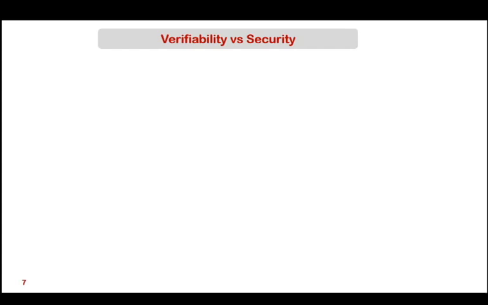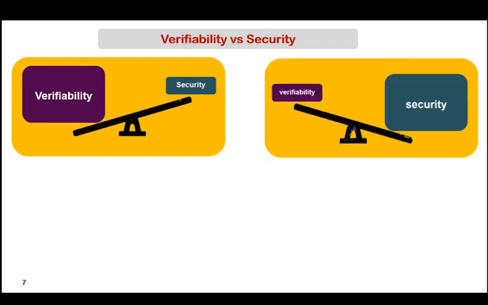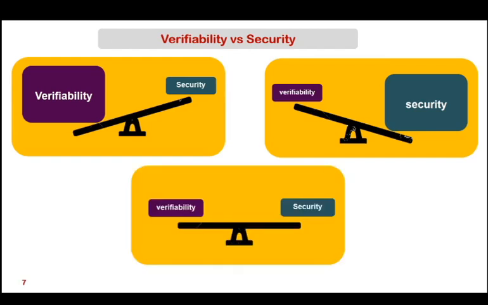I just would like to mention this point: verifiability and security are two conflicting requirements for an encryption scheme. It means that if you put too much effort into making a scheme verifiable, perfectly verifiable, maybe we somehow lose the security, or vice versa. So this is the reason why having a secure, verifiable encryption scheme is a challenging problem.